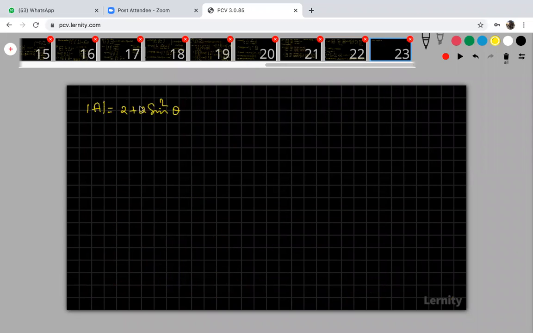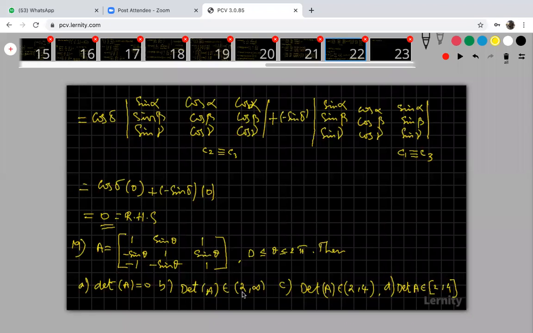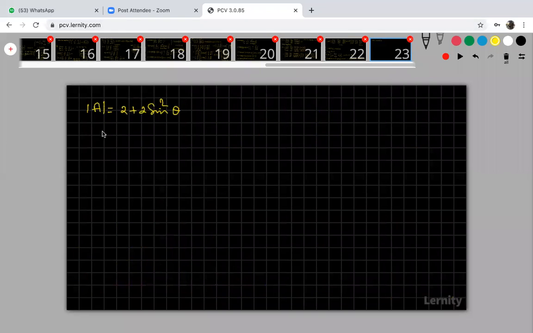So now look at that. This is the determinant of A, but the options are given like that. How to find out where it lies? We know that sine theta always lies between minus 1 and plus 1. What about sine square theta? Sine square theta always lies between 0 and 1.